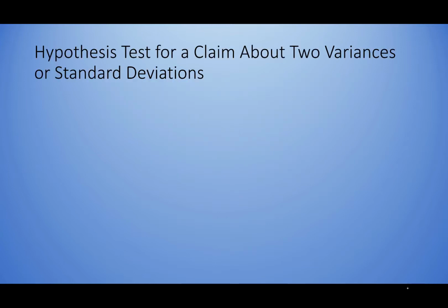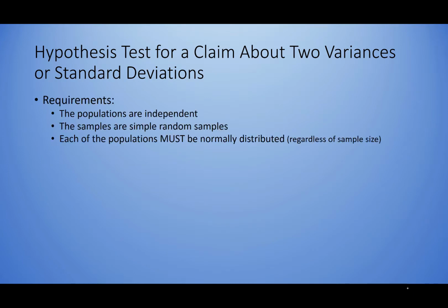If we are going to be comparing two variances or standard deviations, we have three requirements that we need to meet. First, the populations are independent from each other. The second is that the samples are simple random samples. And the third is that each of the populations must be normally distributed. Again, this is regardless of sample size, so we don't have the central limit theorem that we can apply here. This is a rather strict requirement, meaning if we do not have both populations normally distributed, this is not an appropriate test to do.